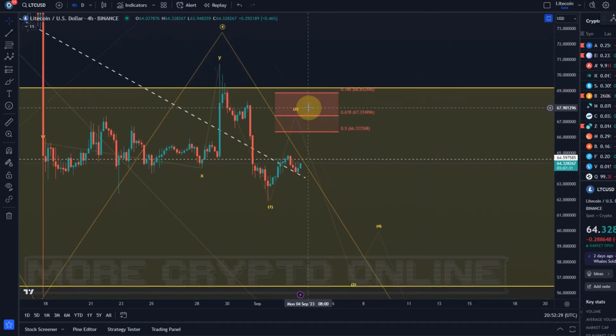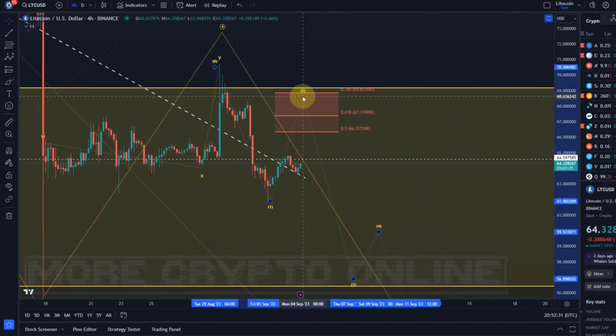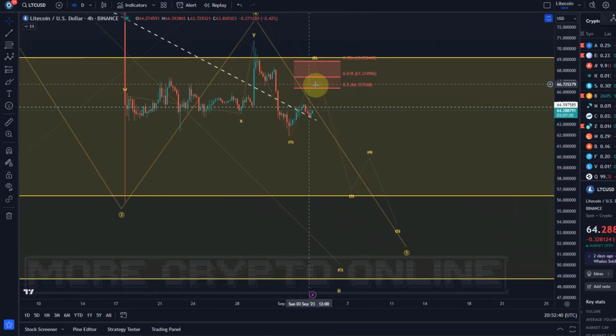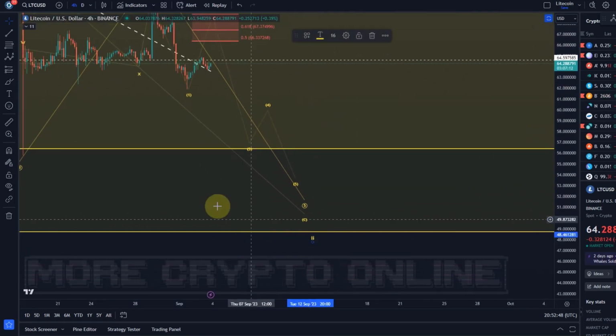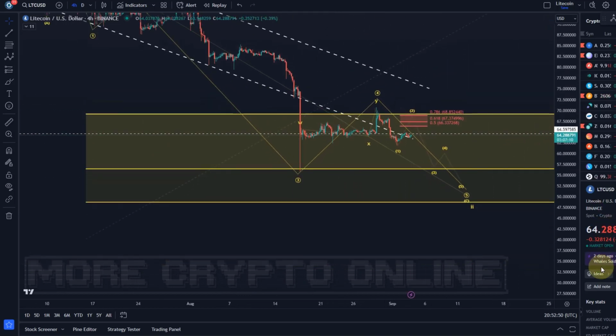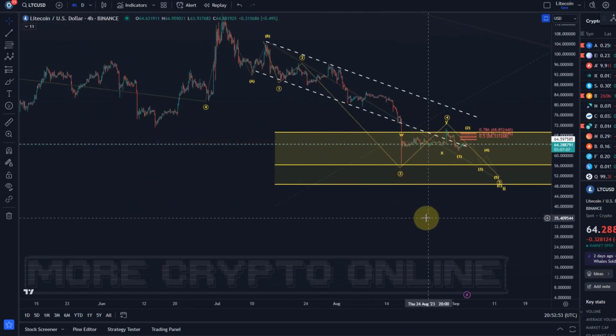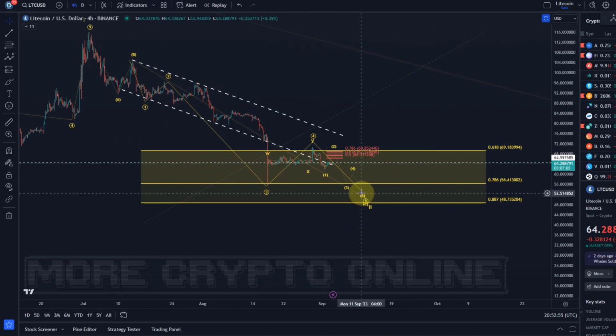So $68 is now resistance, the 78.6 fib level. This is key. Anything above that would be more bullish, but at the moment it looks like Litecoin could move up in a wave 2. And then afterwards a third wave of the fifth wave, a fourth and a fifth wave, fifth of the fifth, heading towards $50. At this stage, I think $50 to $48 seems to be a reasonable target.